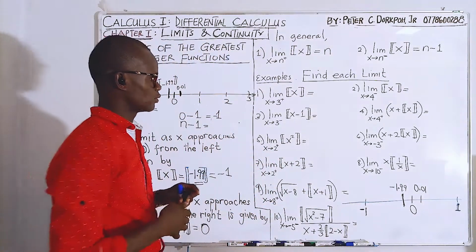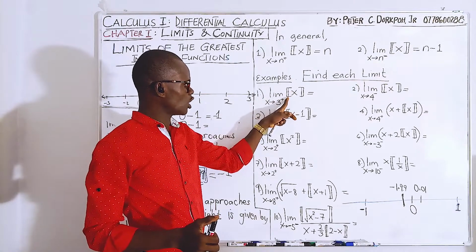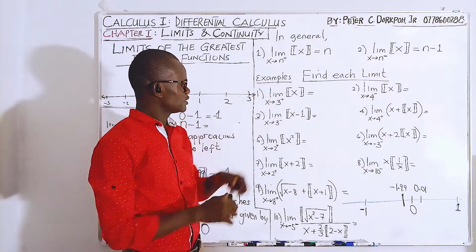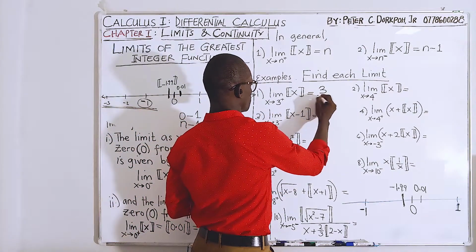Let's do the first example. The first example says the limit of the greatest integer of x as x approaches 3 from the right. Since it is coming from the right, the answer will just be equal to 3.